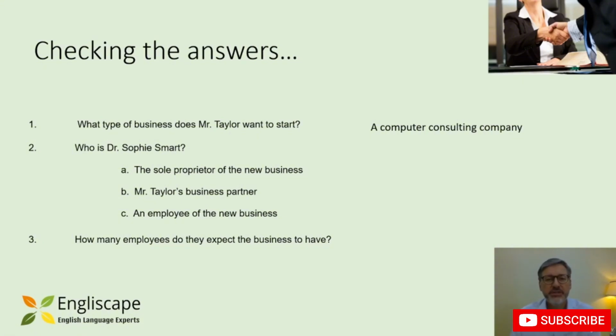Question 2. Who is Dr. Sophie Smart? Is she the sole proprietor of the new business, Mr. Taylor's business partner, or an employee of the new business? The answer is, of course, she is Mr. Taylor's business partner. Question 3. How many employees do they expect the business to have? 2. He said a secretary and maybe a nurse.